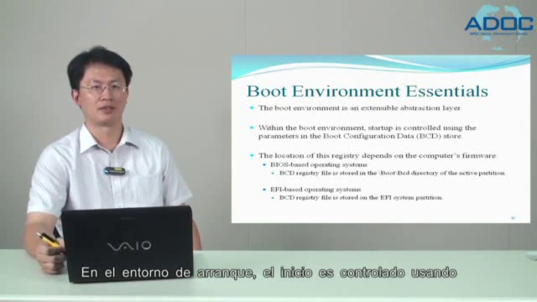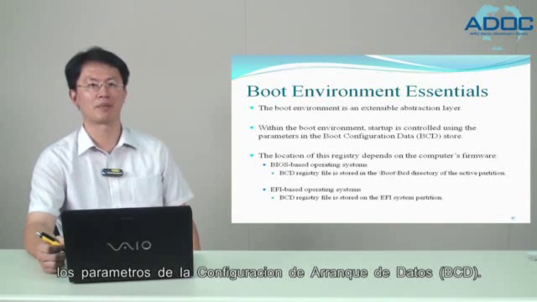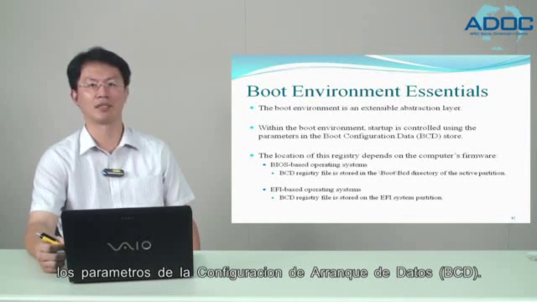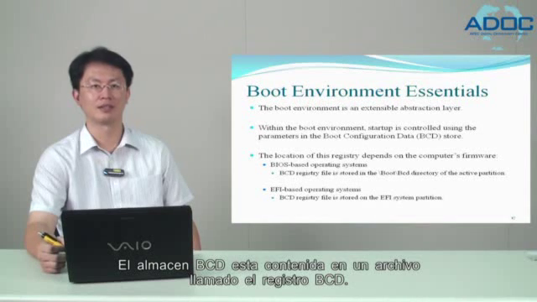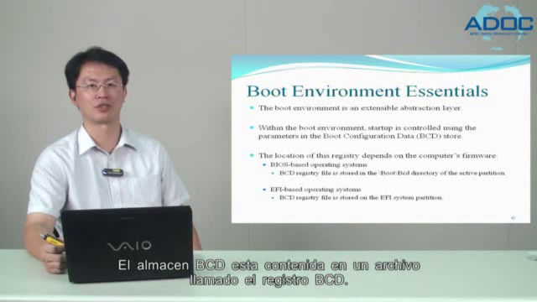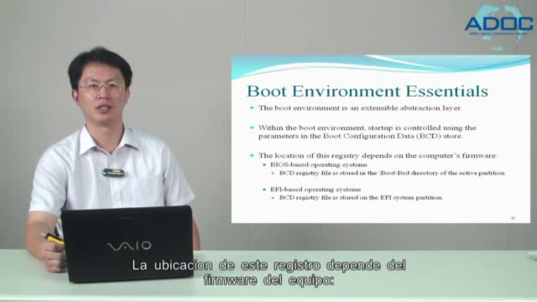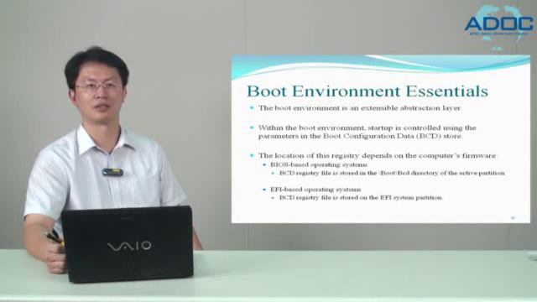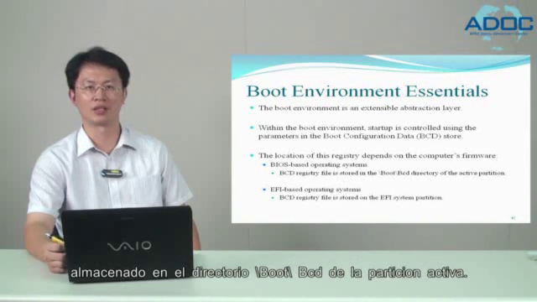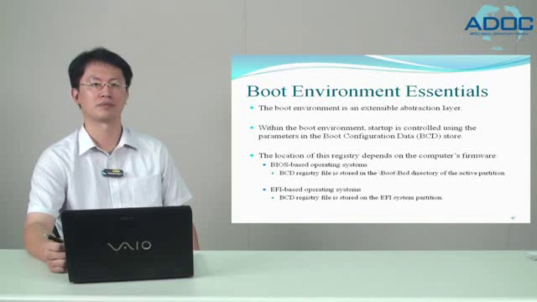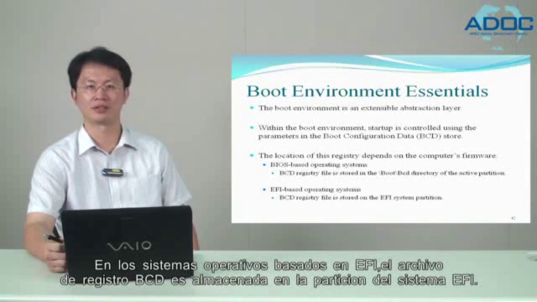Within the boot environment, startup is controlled using the parameters in the boot configuration data (BCD) store. The BCD store is contained in a file called the BCD registry. The location of this registry depends on the computer's firmware. On BIOS-based operating systems, the BCD registry is stored in the boot\BCD directory of the active partition. On EFI-based operating systems, the BCD registry file is stored on the EFI system partition.